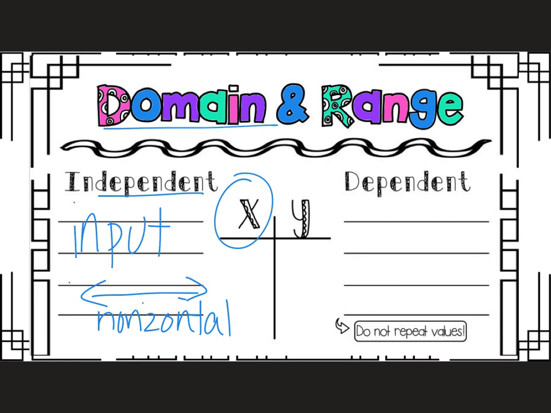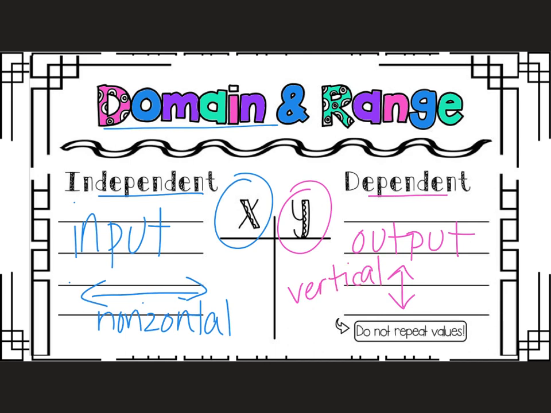Okay? When we talk about dependent, we're talking about the y value. The y value depends on what you put in for the x. So range, dependent, this is your output value. And this runs vertically, so vertical. Make sure you're taking note of all of these things because all of those words are going to be used in reference to domain and range.